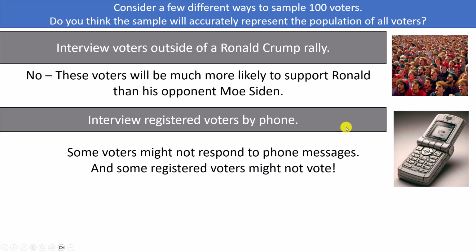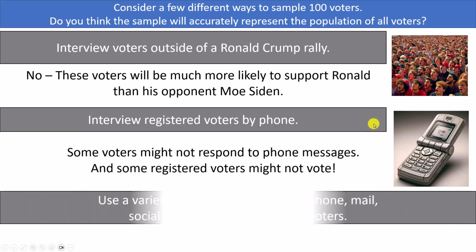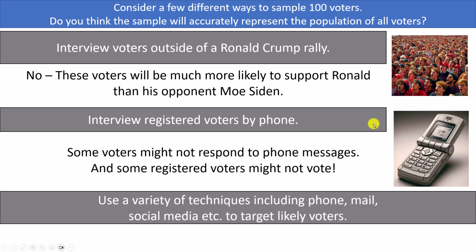Or it could be the case that maybe supporters of Ronald Crump are more or less likely than your average voter to respond to a phone message, right? So we may get an overrepresentation of a certain type of voter due to this kind of method of sampling. Or maybe some of the registered voters might actually not even vote. So we may be interviewing some registered voters who might not even eventually turn out to vote. So there could still be some issues with this, but nevertheless, it seems to be a big improvement from the very first method.